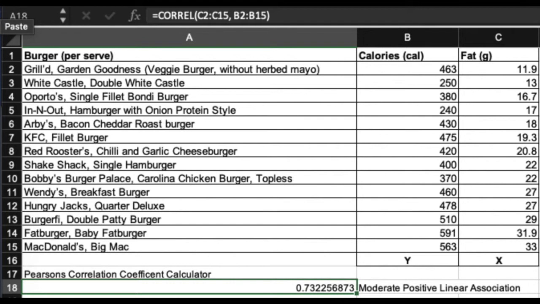To perform this calculation in a blank cell, I entered the following, as found in cell A18. This cell shows the correl function being used for the X range of C2 to C15 and the Y range of B2 to B15, outputting the value of 0.7322568731, which is that of a moderate positive linear association.